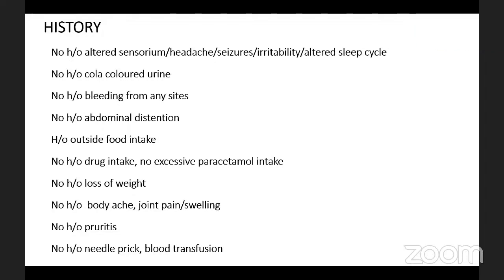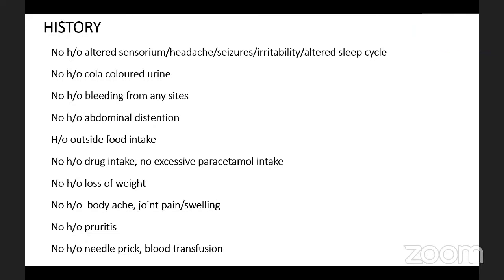So why did you ask for no history of cola-colored urine? Sir, it will differentiate from autoimmune hepatitis or Wilson disease, and no history of bleeding from any sites, to rule out any hemolysis in the case of Wilson's disease, and no abdominal distension, to rule out a chronic history. From where did you get Wilson's disease?